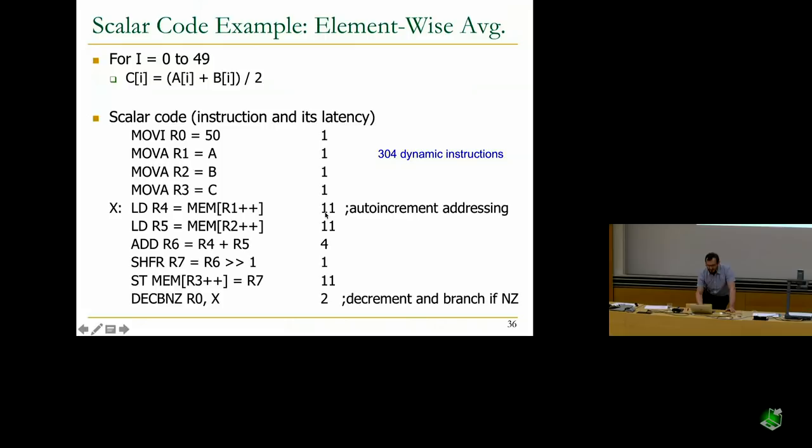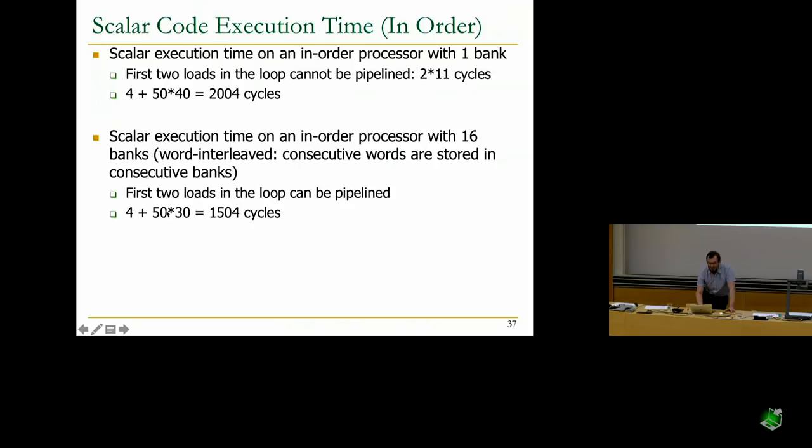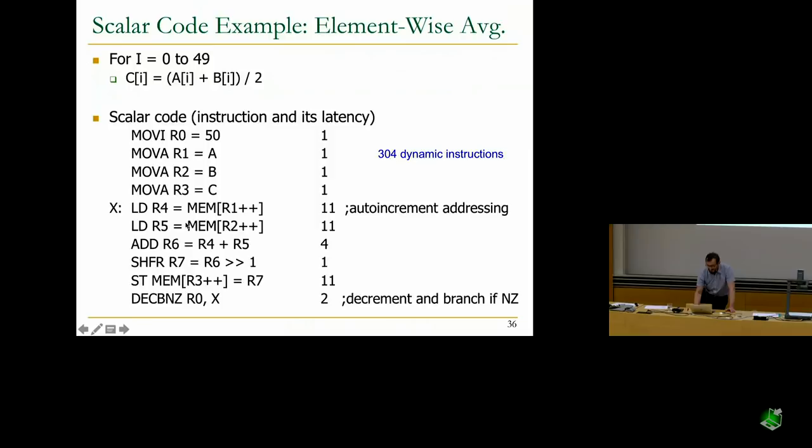The loop takes 30 cycles, and you iterate 50 times, so you have 1,504 cycles for this iteration just by banking the memory. Because we overlap these 2 load instructions. This one started first, this one started in the next iteration. This took 11 cycles, and 10 cycles of them were overlapped, so this one finished in the 12th cycle. That's why you get 12 over here, as opposed to adding 11 plus 11. You should think about this yourself and you'll convince yourself, it's very simple.